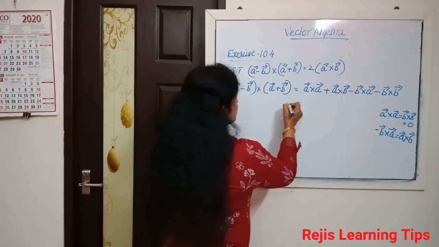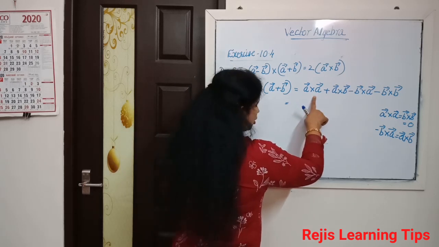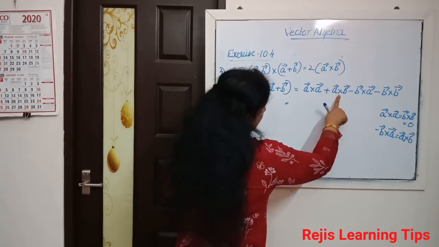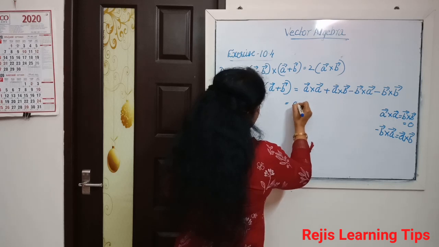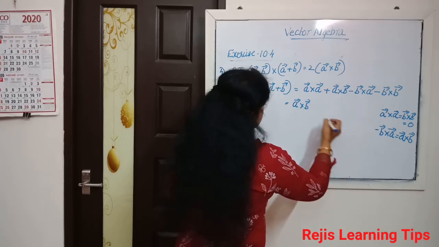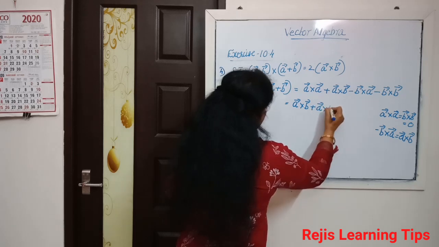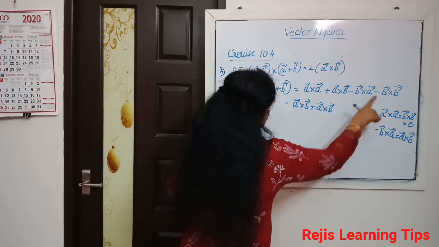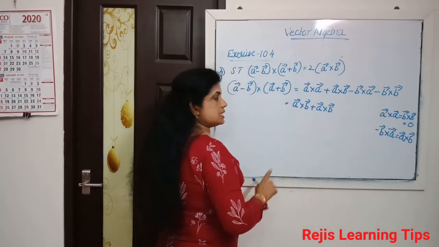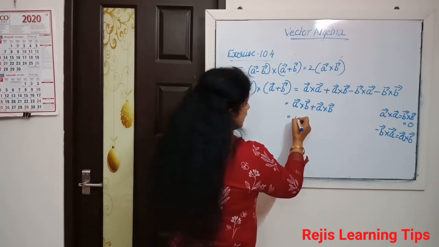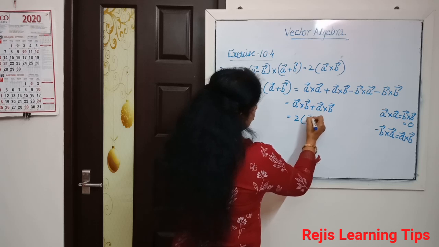So we can write here A cross A means that is 0. A cross B, then A cross B, minus of B cross A means that is A cross B, so plus A cross B, then minus B cross B means that is 0, then we will get 2 times of A cross B.